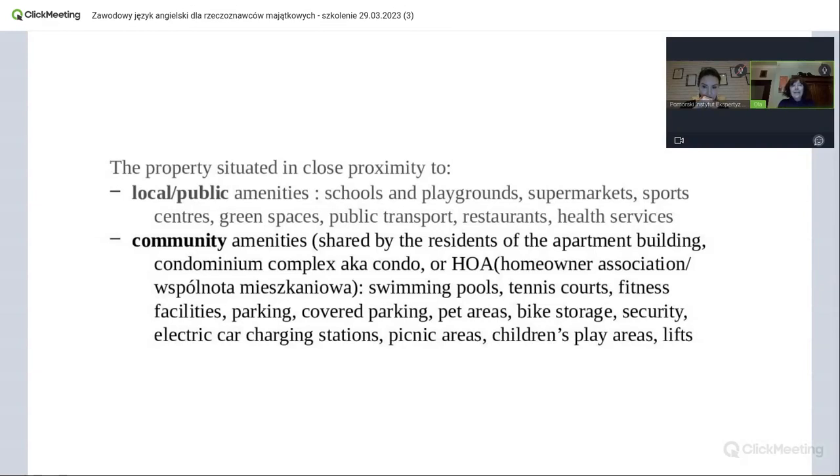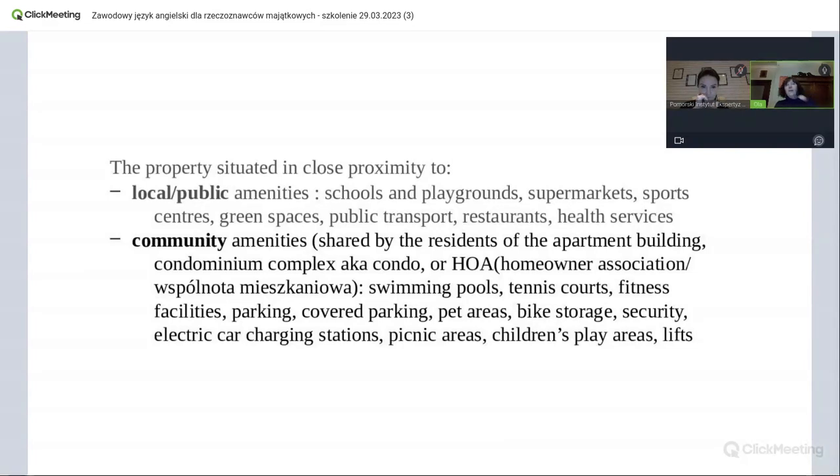And as they say here, condominium complex, AKA means also known as. So you don't have to say condominium complex, which is quite a long expression, but you can simply say condo or HOA. HOA, it's wspólnota mieszkaniowa, because sometimes we always look for this expression in English. The full name is homeowner association, but the abbreviation is HOA.